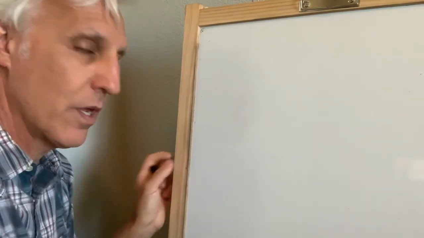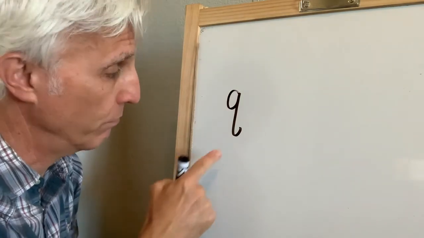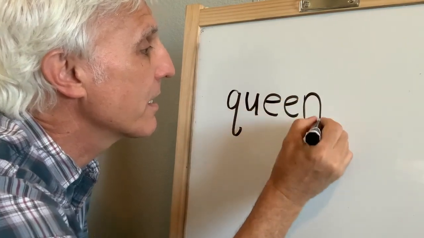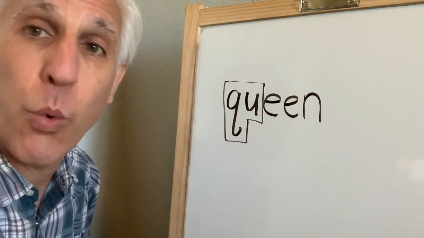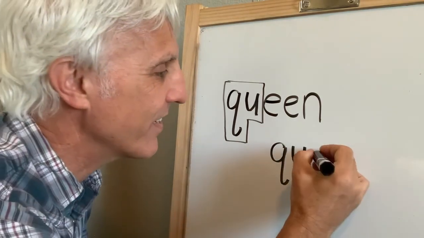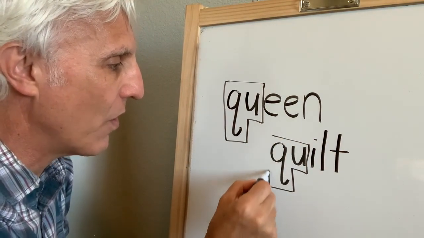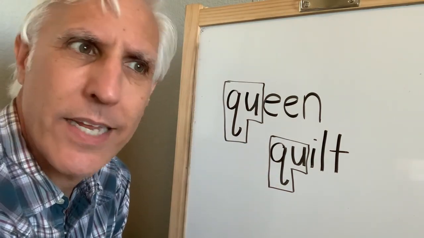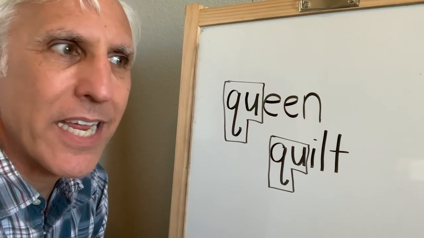Letter U and letter Q are always friends at the beginning. Like this. I'm going to write the word queen. Starts with a Q. And then there's always a little U right with it. Queen. See? Letter Q and U are friends. Now I'm going to write the word quilt. Starts with a Q. Always has a U right next to it. Do you see it? Q and U are always friends. It's just something that's interesting about words in English. In English, when there's a Q at the beginning, a lot of times it has a U.